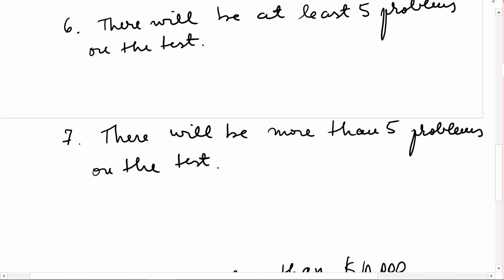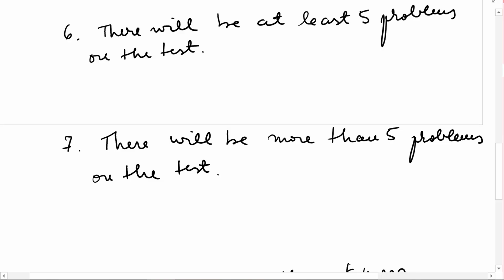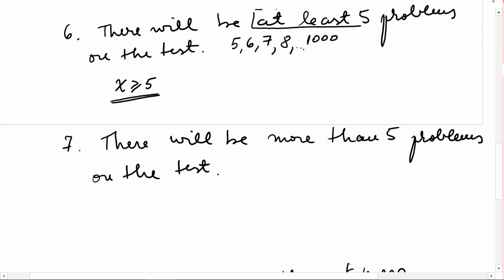So here, let's translate these problems that are written in words into inequalities to see if we understood. So it says there will be at least 5 problems on the test. What does that mean? It means there are going to be 5 or 6 or 7 or 8 or 1,000, right? So in inequality notation, I can write x greater than or equal to 5. So the words at least mean I will have to use the symbol greater than or equal to.